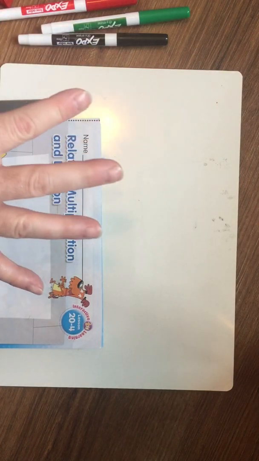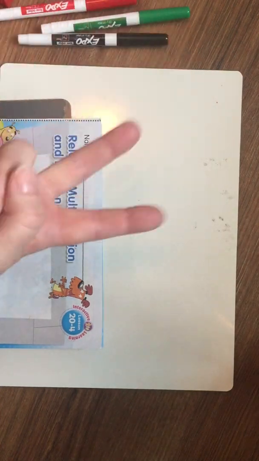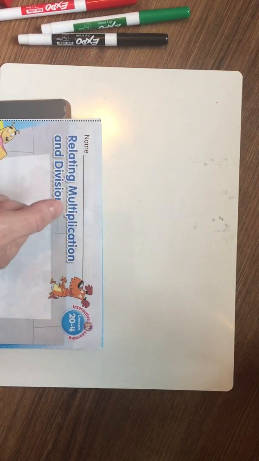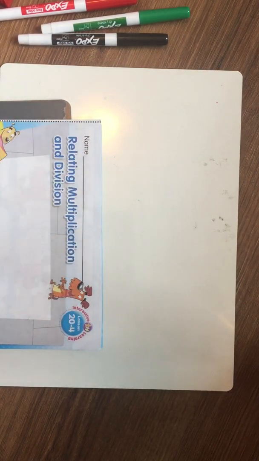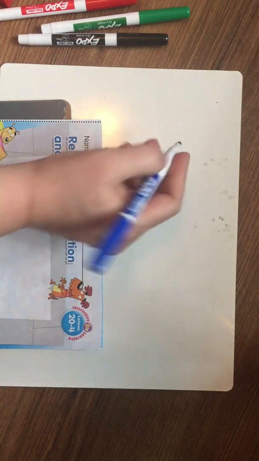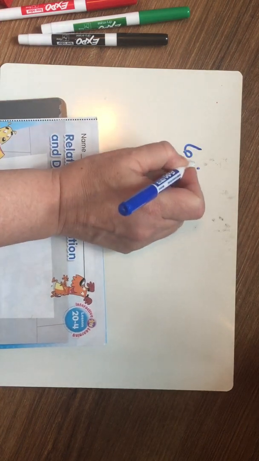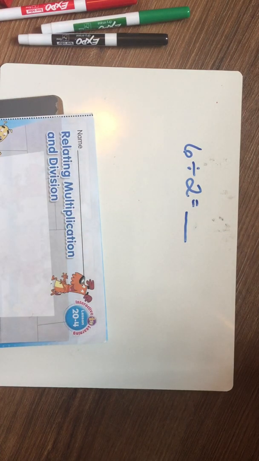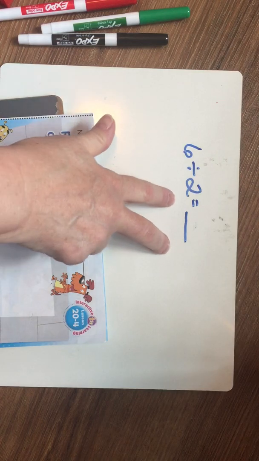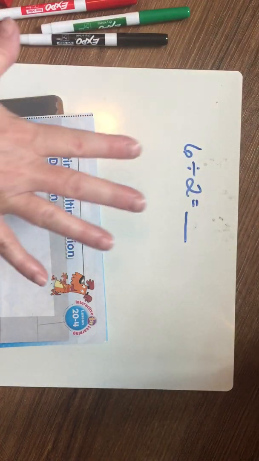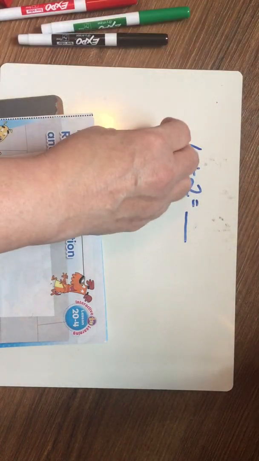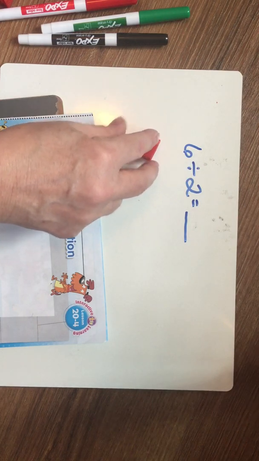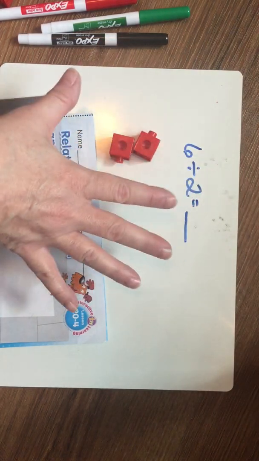So when you know your multiplication facts, you'll be able to flip that around for your division facts. Let's start with a similar problem. If I have 6 divided by 2, what would my answer be? Now, some of you may know right away. You know your multiplication facts. Let's use our counters so we can figure this out. Multiplication is going to help you solve this division problem.